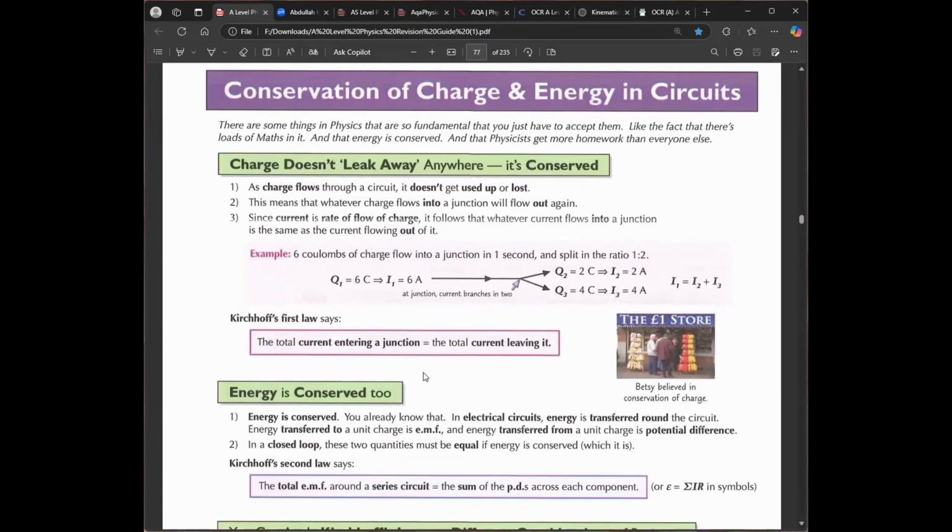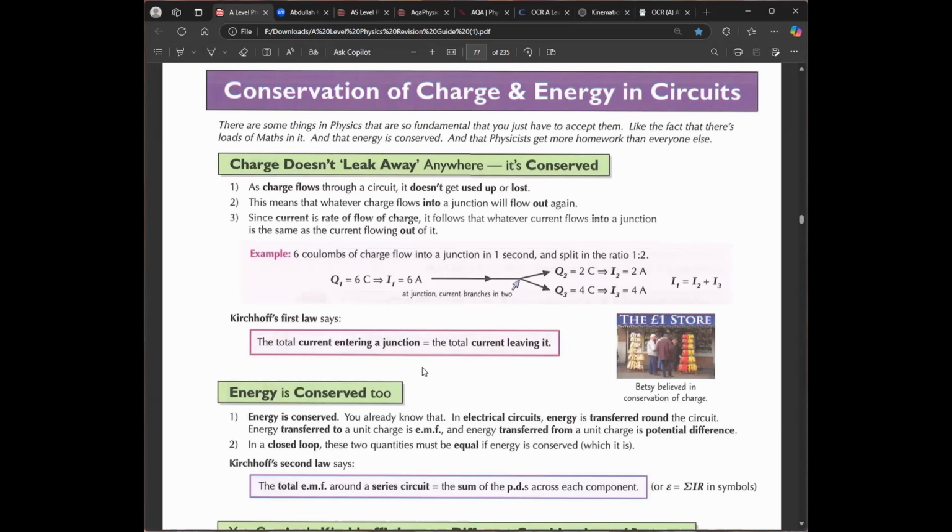Now, coming to Kirchhoff's laws. So there are two Kirchhoff's laws. Because we are talking about conservation of charge and energy now, Kirchhoff's laws come into play here. So the first Kirchhoff's law is that current entering a junction is equal to current leaving it.